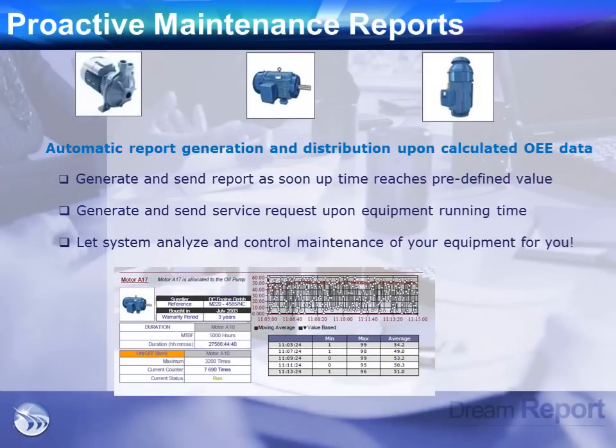Another interesting ability of Dream Report is the ability to generate proactive maintenance reports. Imagine that you have a motor and your motor needs service maintenance every 1000 running hours. In that case, you can design your report as a service maintenance request and configure Dream Report to calculate periodically the running time of that motor. As soon as the running time of that motor reaches 1000 hours, Dream Report can automatically generate that service maintenance request with all actual data in it and send it by email to your service team for processing, also automatically. Like that, Dream Report can automatically follow up your equipment maintenance.